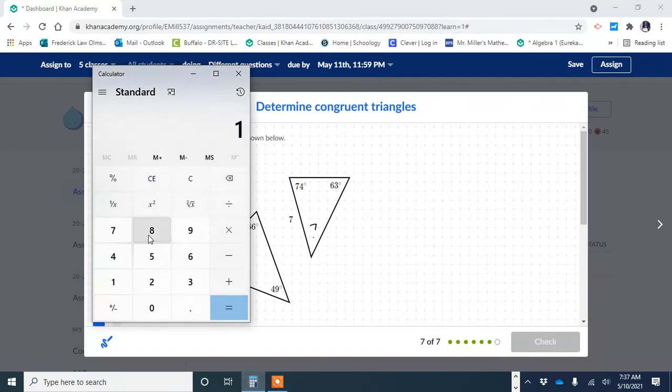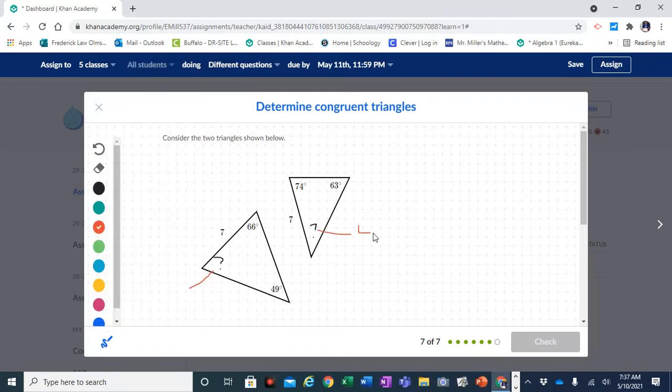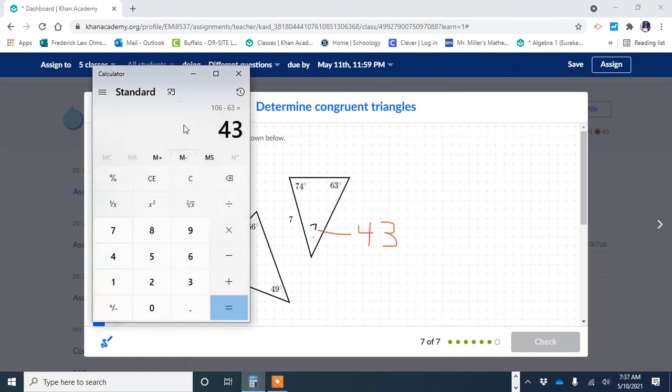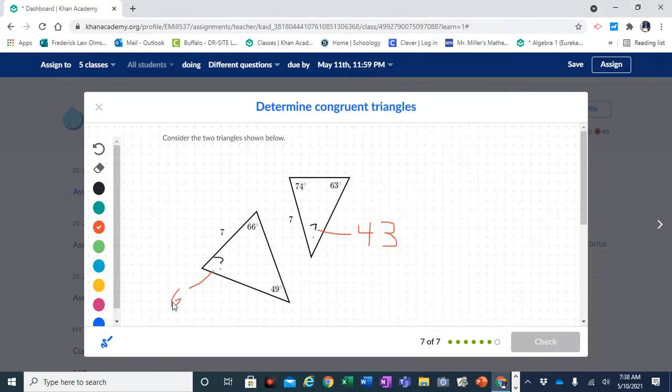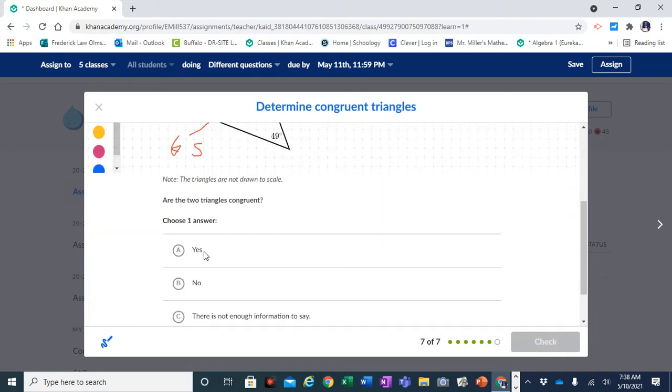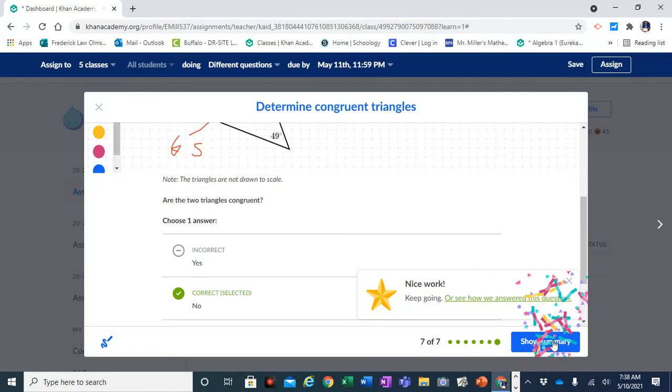We're going to do 180 minus 74 minus 63. That means this angle right here is 43. So this does not look promising at all. And then if we go here, we're now going to do the 180 minus 66 minus 49, and that's going to give us 65. So clearly the 7 is between a 66 and a 65, and here is between a 74 and a 43, so they are not congruent.